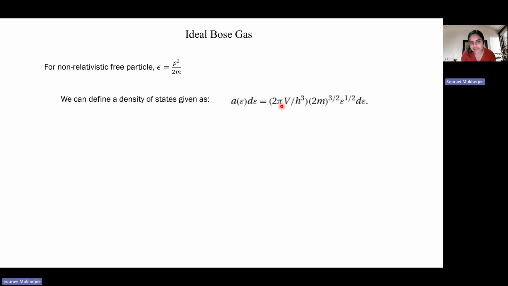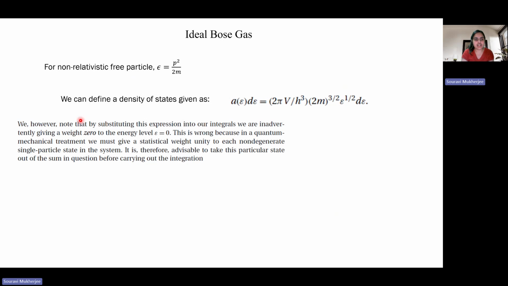Okay. And you're basically doing an integration over the phase space volume, but now you're writing it in terms of energy. So initially you had 4 pi p squared dp. Now you're changing from p to epsilon, energy. Okay. And this is what you get. So this is your density of states.